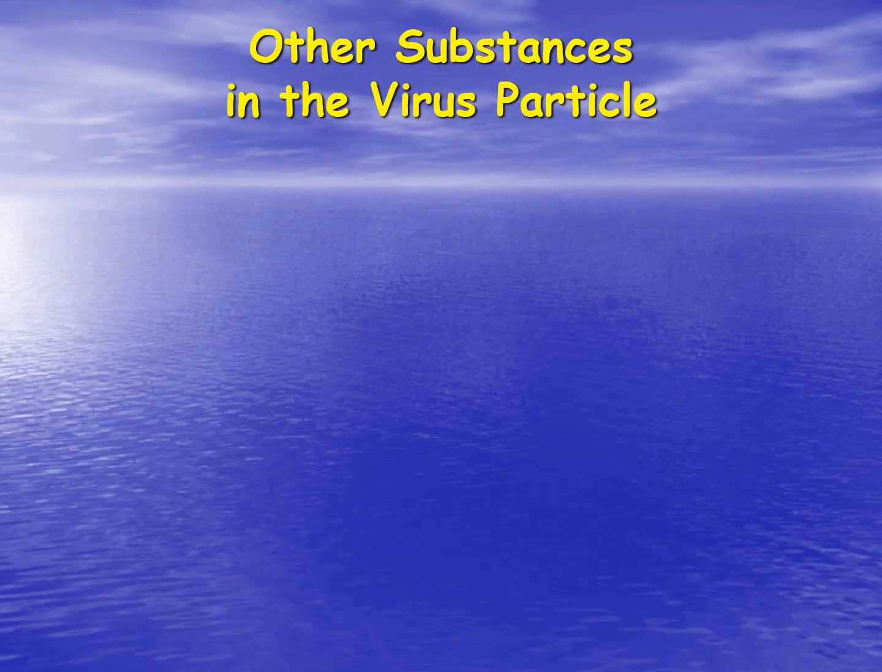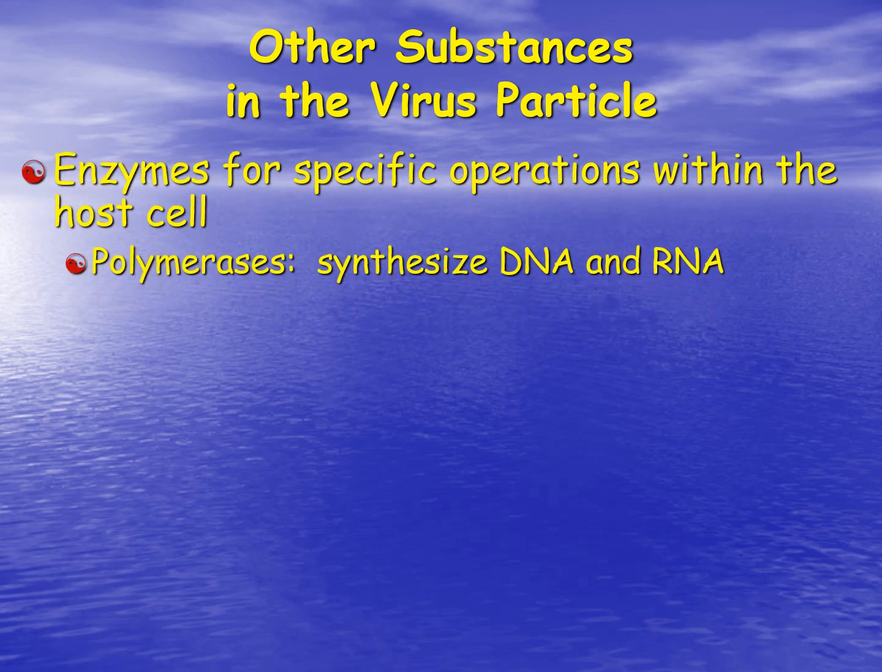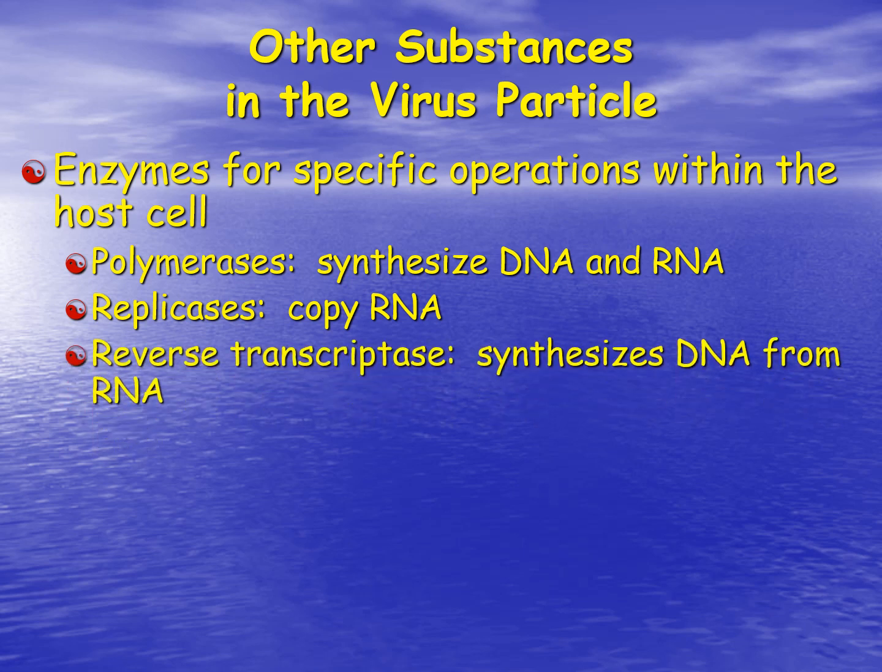Now, some viruses do carry their own enzymes. For example, there are viral polymerases that will be used to synthesize DNA and RNA in the host cell. There are also replicases that can copy RNA, such as the negative sense single-stranded RNAs that then use this replicase to create the positive sense strand for messenger RNA in the host cell. And then there are those reverse transcriptase carrying viruses. And the reverse transcriptase will simply synthesize DNA from the RNA.